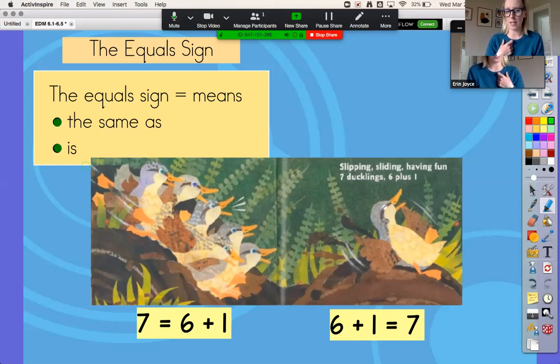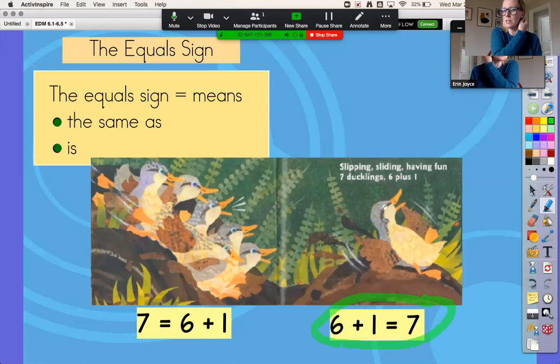So I just used the word is. I could also explain it to you like this. Slipping, sliding, having fun, 7 ducklings, 6 plus 1. Oh, 7 ducklings is the same as if I have 6 plus 1 more. And I want to show you how we can write this because a lot of times we're used to seeing math facts that look like this, where the two numbers we're adding, then the equal sign, and then our answer. But when I was reading this page, it says 7 ducklings, and the 7 comes first.